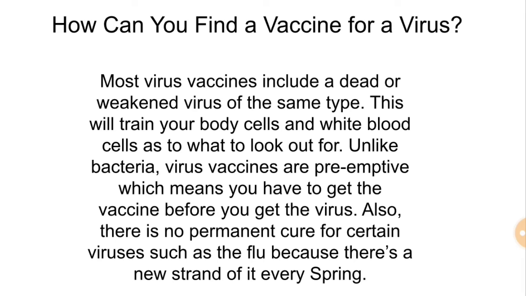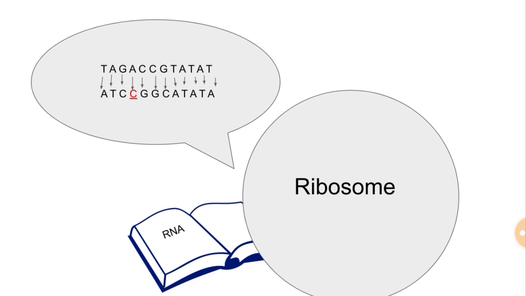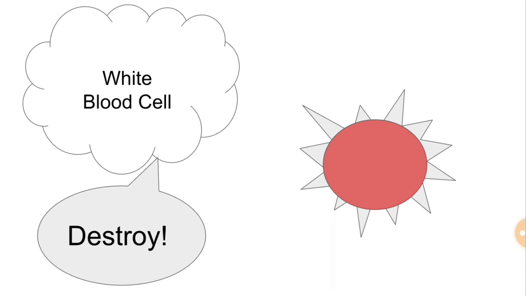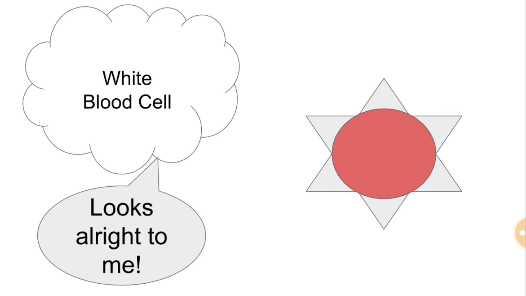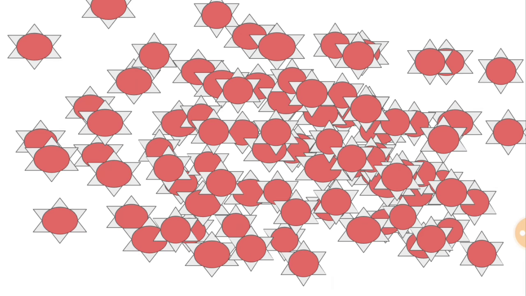Also, there is no permanent cure for certain viruses such as the flu, because there is a new strand of it every spring. It's not uncommon for a ribosome to read RNA incorrectly, and when it does with a virus, the new virus could be different than the original. This could make it so the old virus is more susceptible to white blood cells and the newer one less susceptible to white blood cells. In such an occasion, the newer virus is likely to survive and reproduce. So if there is a vaccine for the older virus, it would not work on the newer virus.